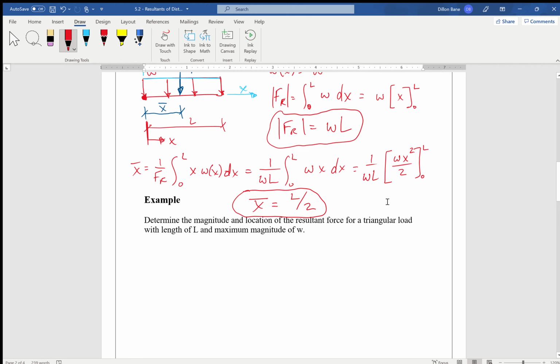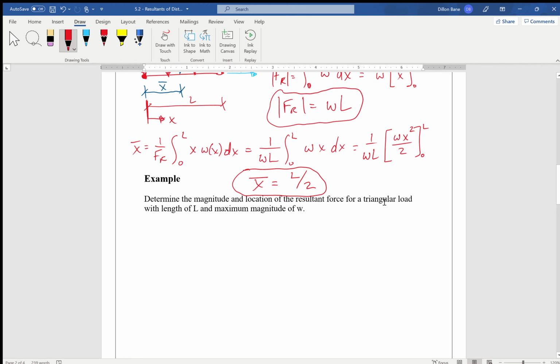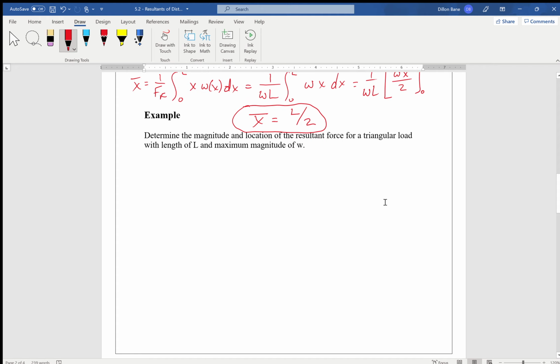All right, so let's do the same thing, but for a triangular load, okay? Let's just keep continuing on with our example. Let's say we've got a triangular load. And the magnitude of the triangular load up here at the top corner is W, right? And the magnitude of the load at the bottom left corner is 0, right? There is no magnitude of the load over here at the bottom left corner.